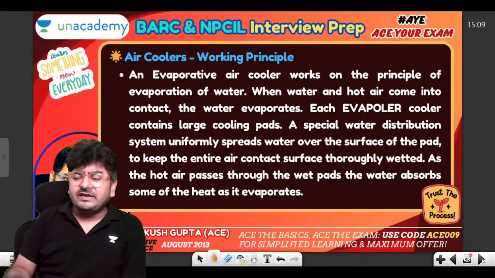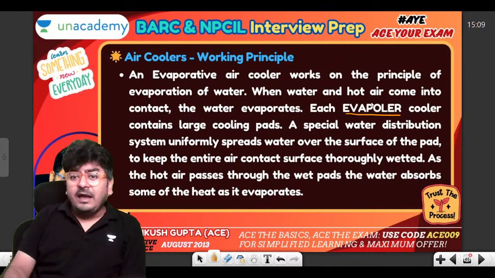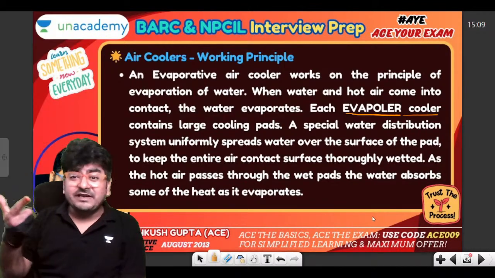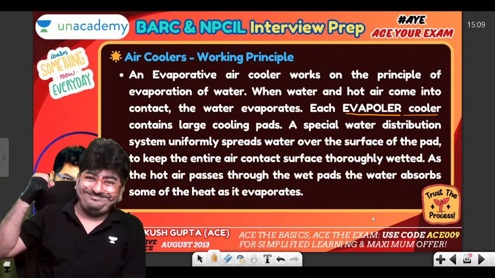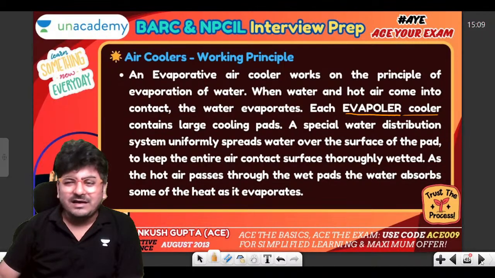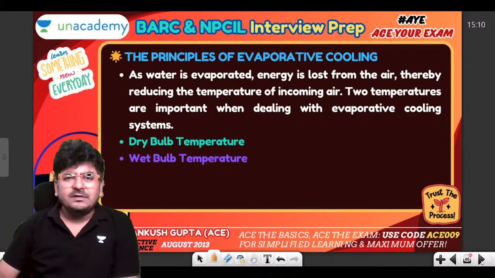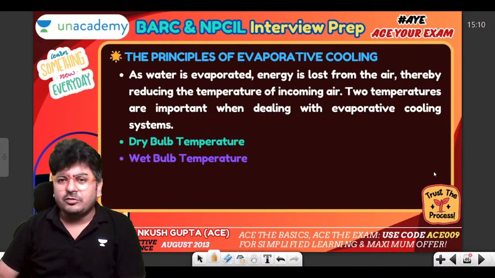Okay, here one more term is evapolar. Evapolar coolers. What is evapolar? One is air conditioner, one is air cooler, one is evapolar. So you should know all these things. Check कर लेना. अब वो सब detail में नहीं जा रहे अभी because that is not part of this session. The principle of evaporative cooling I have told you.